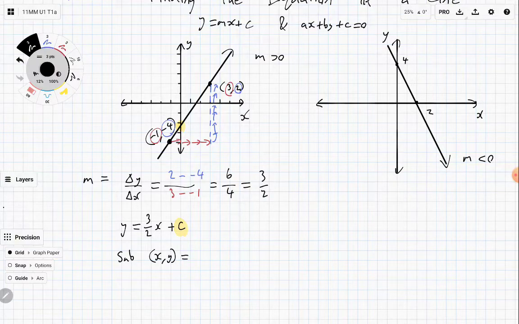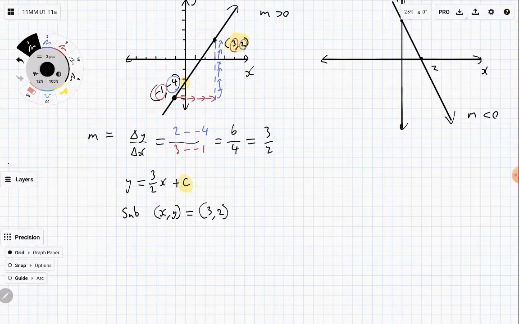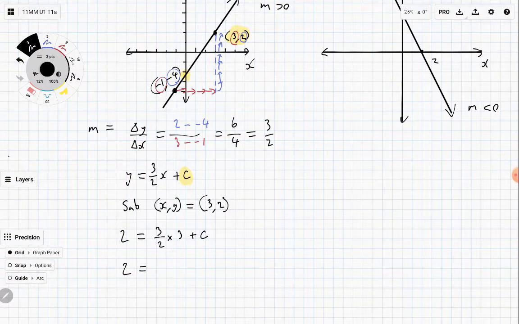We're going to sub x, y is equal to one of the points. Now it's your choice which point you use. You could use 3, 2, or you could use negative 1, negative 4. I'd choose your favorite point. In this case, 3, 2 is my favorite point, so I'm going to substitute in 3, 2, just because the numbers are slightly easier. And we get, well, instead of y, I've got 2, and instead of x, I've got 3. So 2 equals 3 on 2 times 3 plus c. 2 is equal to 3 on 2 times 3. Well, 3 is really 3 on 1. 3 times 3 is 9. 2 times 1 is 2, plus c.